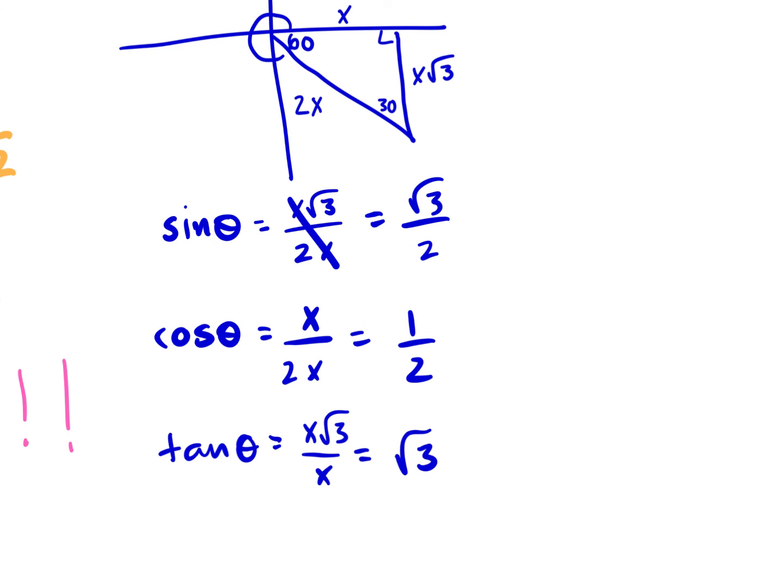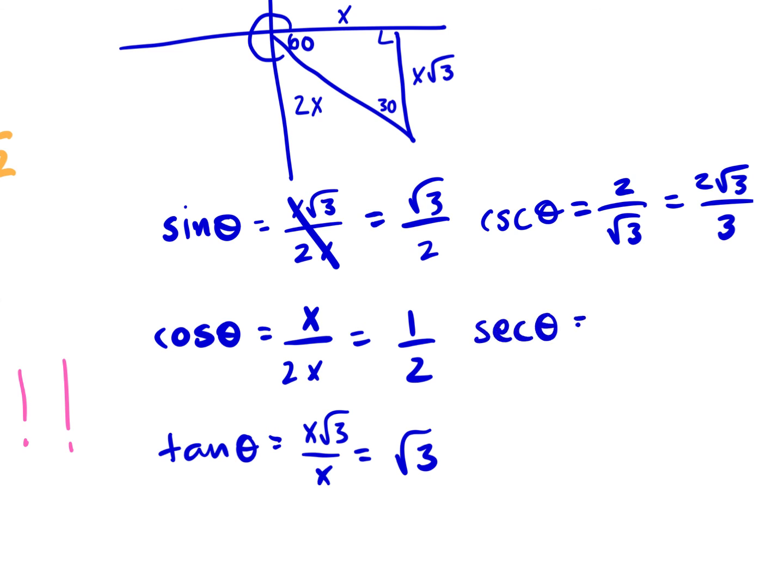Next, we have the reciprocals, so cosecant. So we flip it. This would be 2 over square root 3. Can I leave my answer like this? Nope. Have to rationalize. So 2 square root 3 over 3. Secant of theta would be 2. And cotangent of theta is 1 over square root 3. We have to rationalize, so it would be square root 3 over 3.